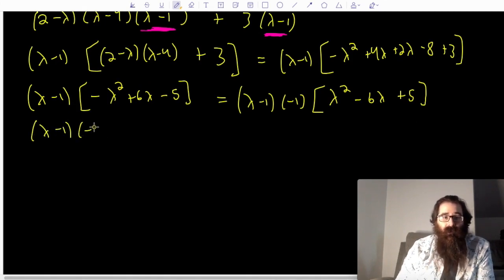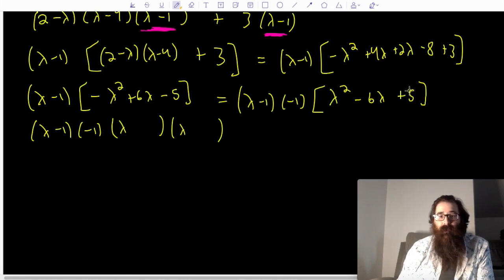Lambda minus 1 times negative 1. Can I factor this? Lambda and lambda, multiplies to positive 5 and adds to a negative 6. Okay, I'm thinking it's going to be lambda minus 1 times lambda minus 5. Negative 1 times negative 5 is positive 5. Negative 1 lambda minus 5 lambda is negative 6 lambda. This is my determinant, fully factored.